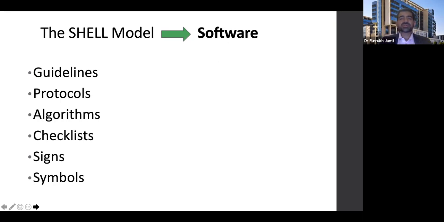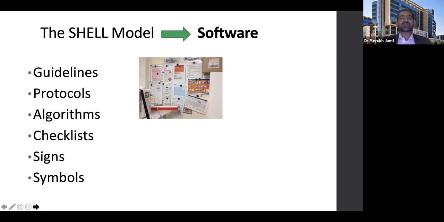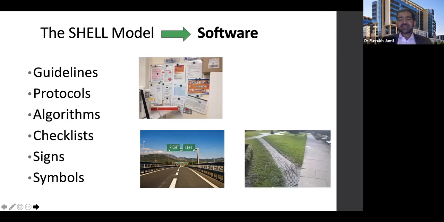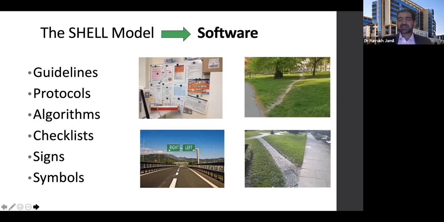So is the software easily accessible? Is it appropriately designed? Is it purpose built? Is it easy to follow? As you can see in this picture, very easy to follow, right on the right side, as you can see. No, right on the left side and left on the right side. Or is it designed with flexibility? So let's see this example and then see the other example.